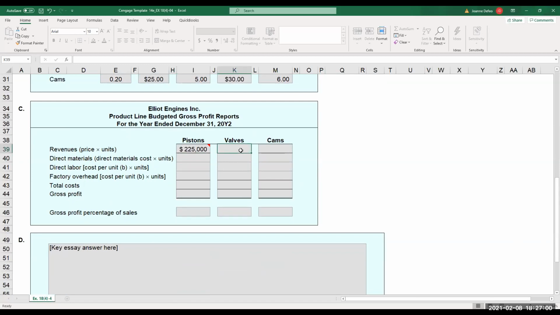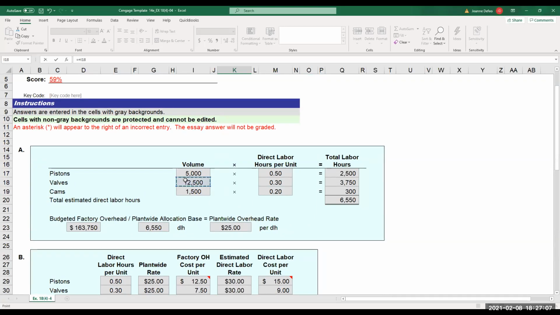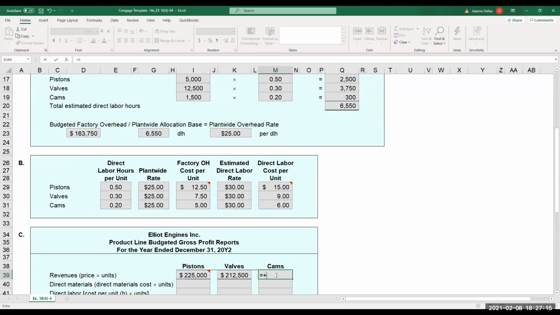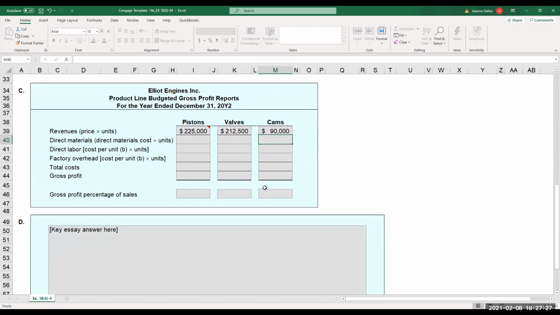Then we have the valves. Equal plus, we know we have 12,500. What's the selling price on that? Is it 17? Yep. Okay, good job. And then the cams, equal plus 1,500 times, what's the selling price of the cams? 60. Yeah, they're expensive, right? So we have everything and we have no red asterisks, which is good.